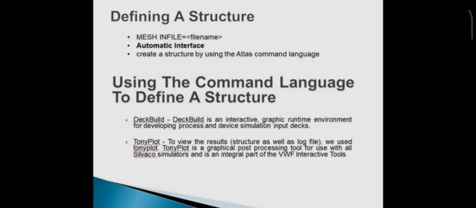Defining a structure. There are three ways to define a device structure in Atlas. The first way is to read an existing structure from a file. The structure is created either by an earlier Atlas run or another program such as Athena or DevEdit. For example, mesh infile: we have to call the proper structure with the file name. The second way is to use the automatic interface in DeckBuild to transfer the input structure from Athena or DevEdit. The third way is to create a structure by using the Atlas command language.